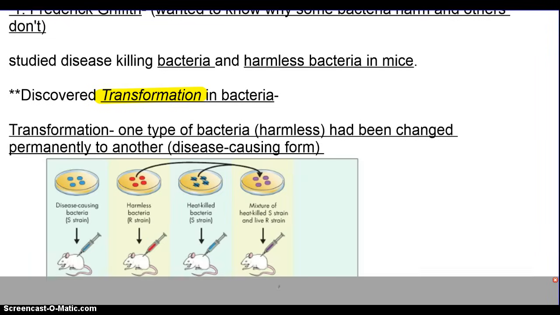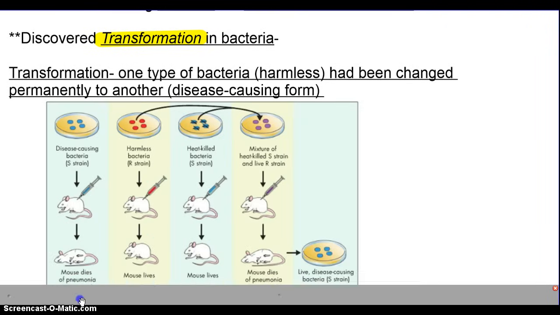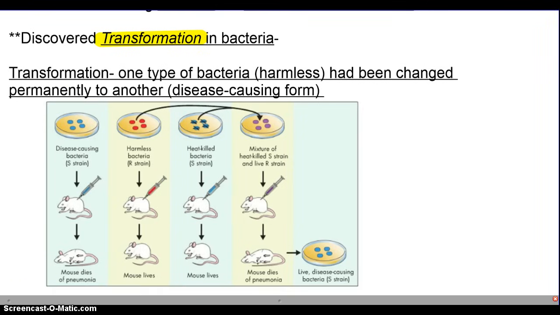And this image down here shows kind of what he studied. So he had this disease-causing bacteria, the S strain, and to test it out, he put it in the mice, and sure enough, the mouse died of pneumonia. Then he had this harmless strain of bacteria, the R strain, and he put it in a mouse, and boom, the mouse lived.